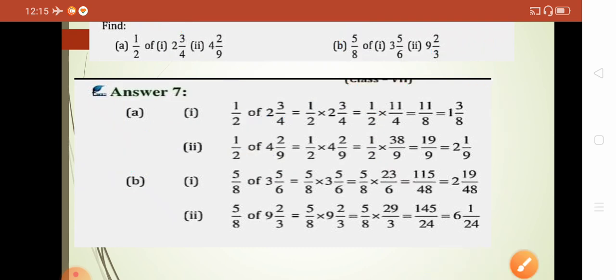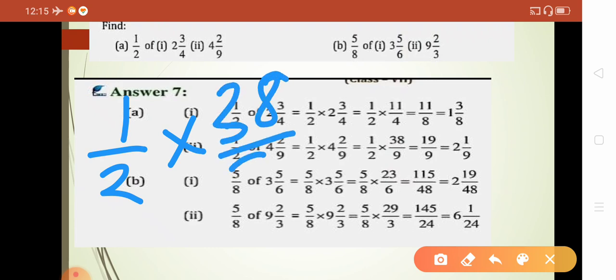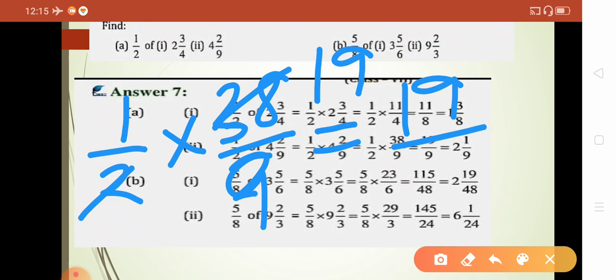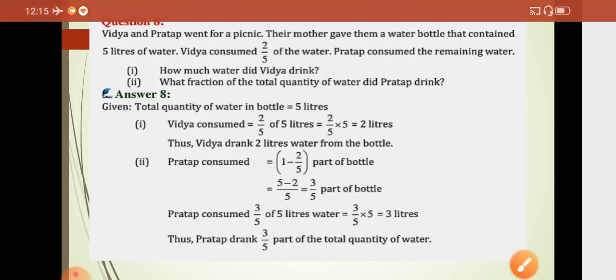The next one is 1 by 2 of 4 and 7 by 9. So 9 fours are 36, 36 plus 2, 38 by 9, then we will cancel this, giving 19 by 9, and the answer, because 9 twos are 18, is 2 and 1 by 9. In this way you will solve. So try to solve the B part given here.